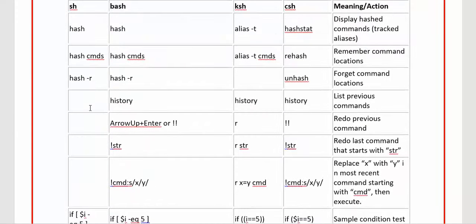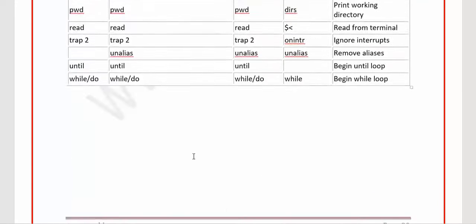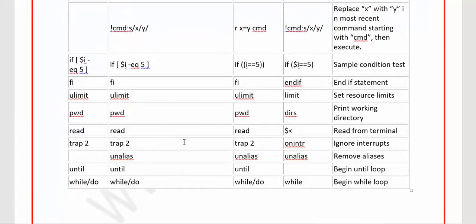There are a few things which don't work on Bourne shell but work on Bourne Again shell and also on other shells, but the syntaxes are different, definitely. So these are the list of things which are definitely different. pwd is something that doesn't work on C shell; dirs is the command that works. Ulimit is not available in C shell, instead it is limit.